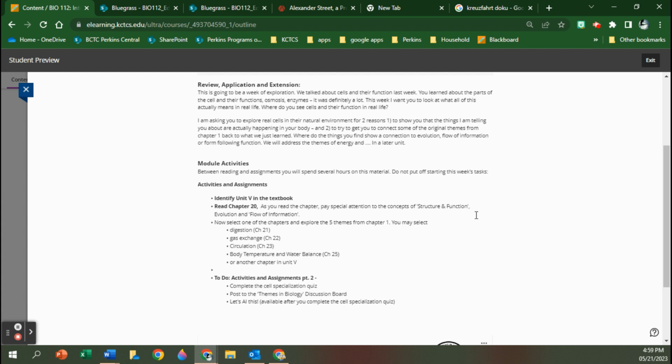The cell specialization quiz, I want you to compare a generic cell, which is in the book, to a real cell. You've all seen pictures of nerve cells, red blood cells, muscle cells. They don't look like generic cells. They don't look like that eukaryotic cell that you have in the book. Why not? So that's what I want you to think and talk about.